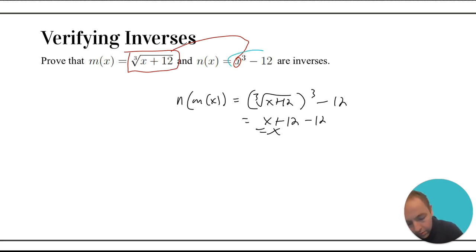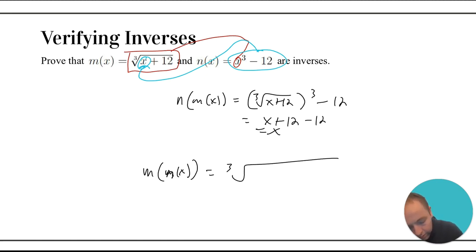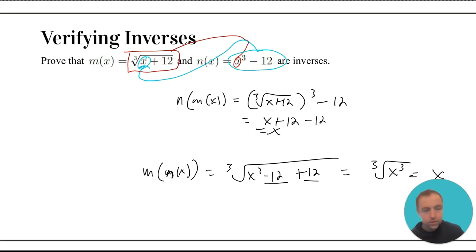And then you can go the other way too, where you could take the x cubed minus 12 and plug it in for x underneath that cube root. So m of n of x would be equal to the cube root of whatever plus 12, where you plug in the x cubed minus 12, which would then negative 12 plus 12 cancels, so it's just cube root of x to the third, but that just equals x. Okay, it verifies that you have inverses there as well.